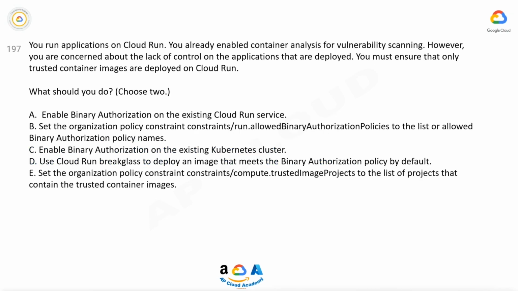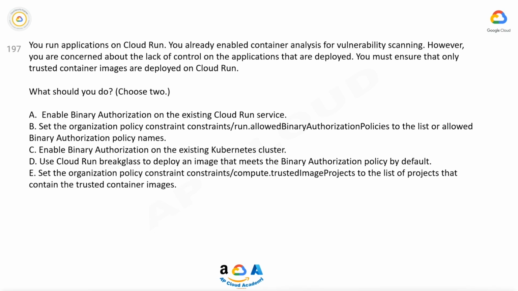Question number 197. You run applications on Cloud Run. You already enabled container analysis for vulnerability scanning. However, you are concerned about the lack of control on the applications that are deployed. You must ensure that only trusted container images are deployed on Cloud Run. What should you do? Choose 2.